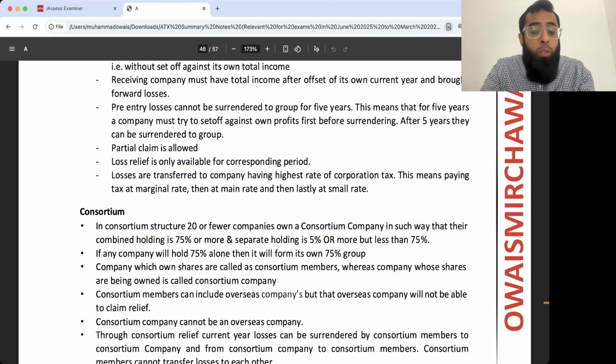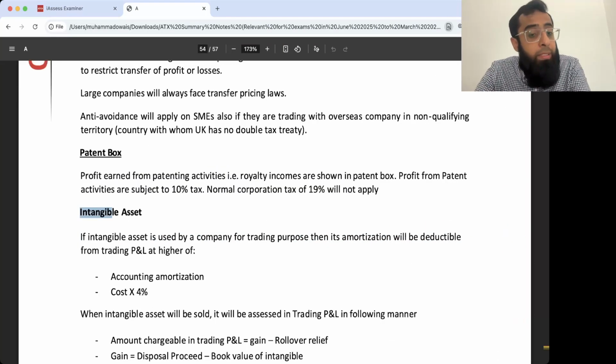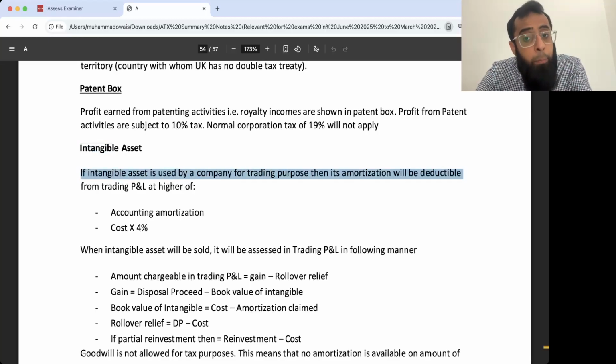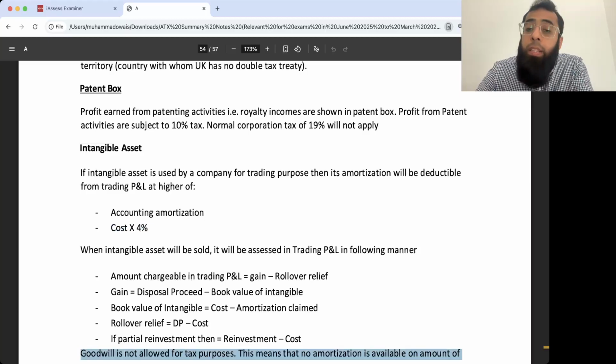Again, you will go to your summary notes, you will write intangible assets. In the intangible assets, you can find that the company can claim amortization on intangible assets at accounting amortization and 4% of cost. But goodwill is not allowed for tax purposes. There is no amortization on goodwill.